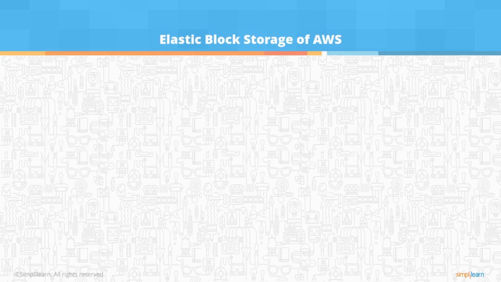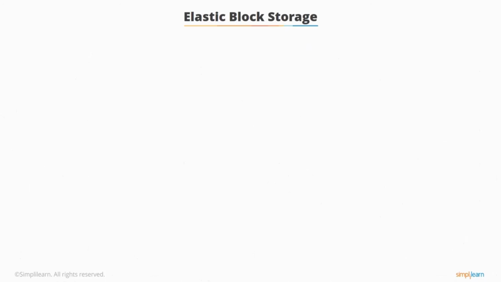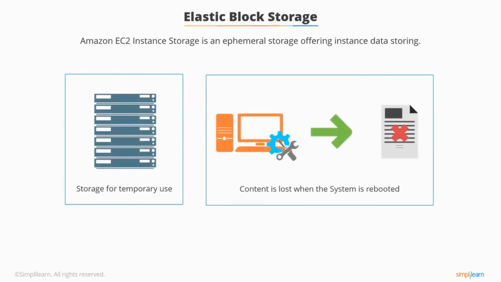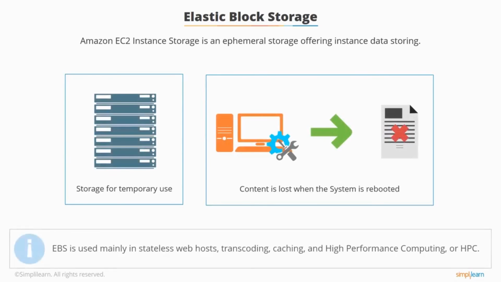In this topic, we will learn about elastic block storage of AWS. Amazon EC2 Instant Storage is an ephemeral storage provided with some instances. Ephemeral refers to the fact that the storage is for temporary use and will lose its content when the system is rebooted. Amazon Elastic Block Storage, or Amazon EBS, is used mainly in stateless web hosts, transcoding, caching, and high-performance computing, or HPC.